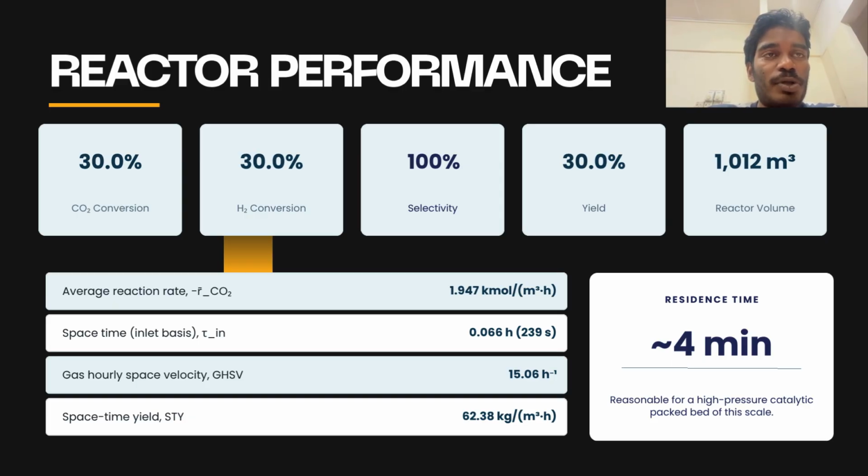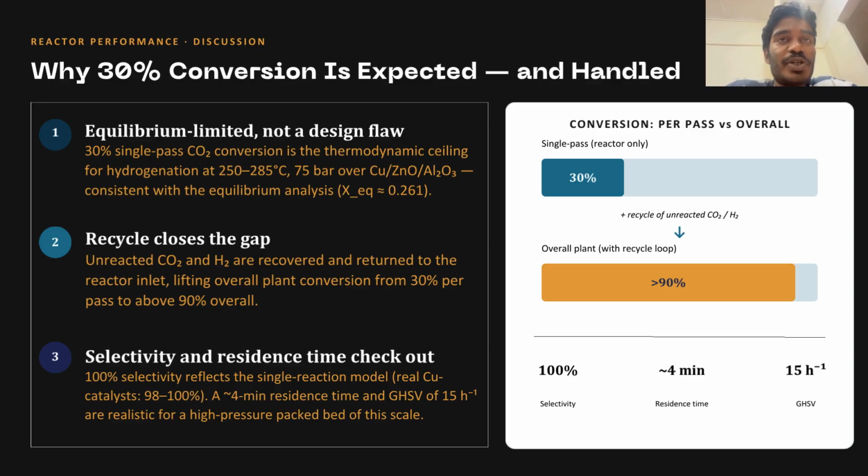These numbers are all consistent with what you expect from a high-pressure catalytic packed bed at this scale. So why only 30% conversion per pass?